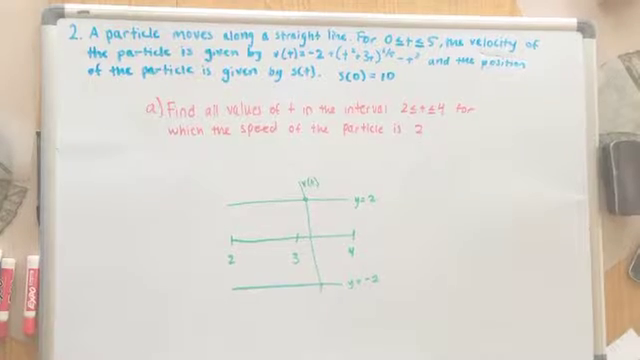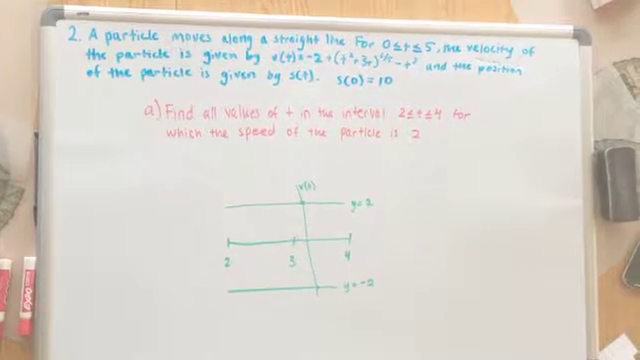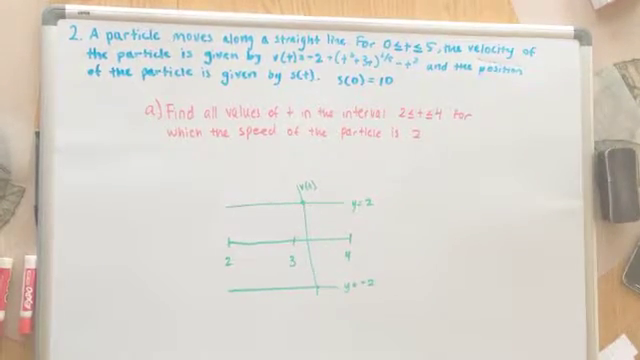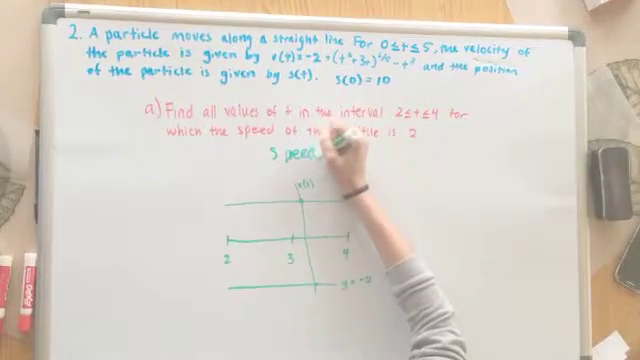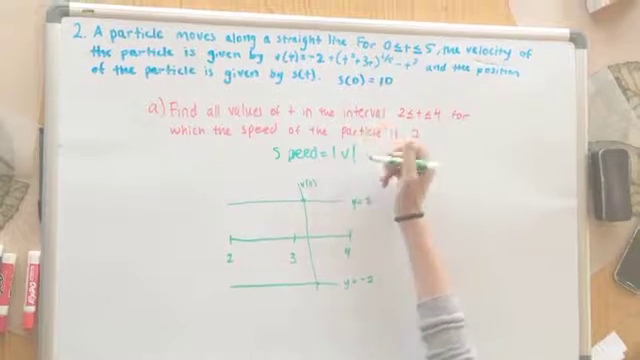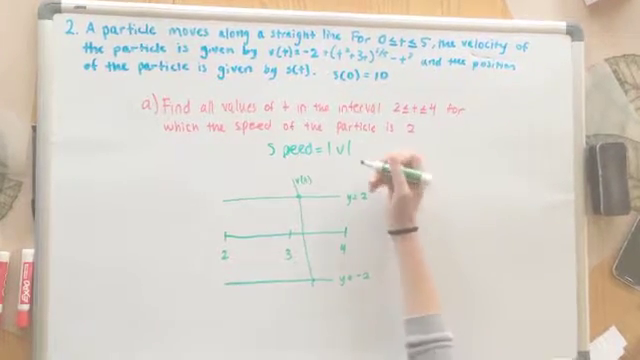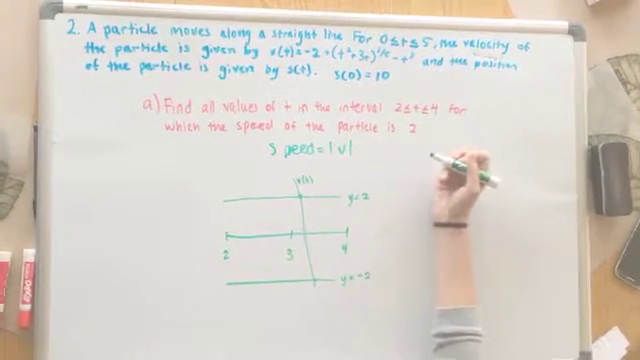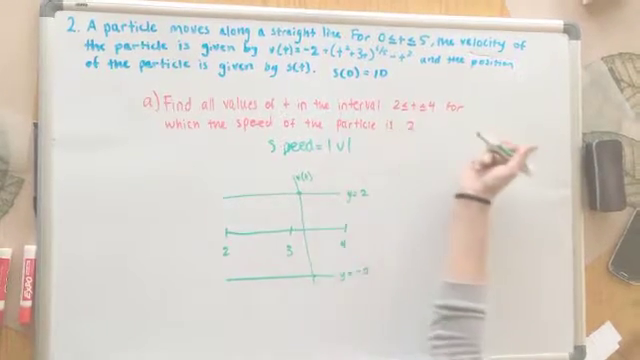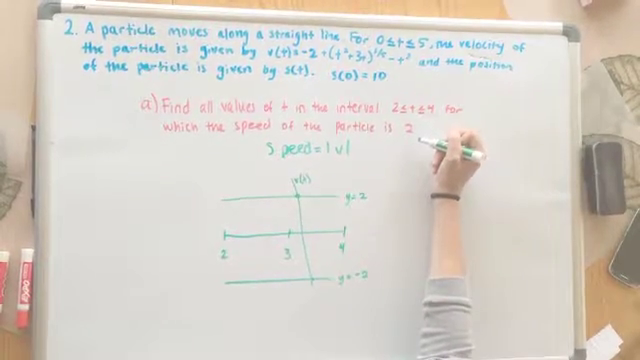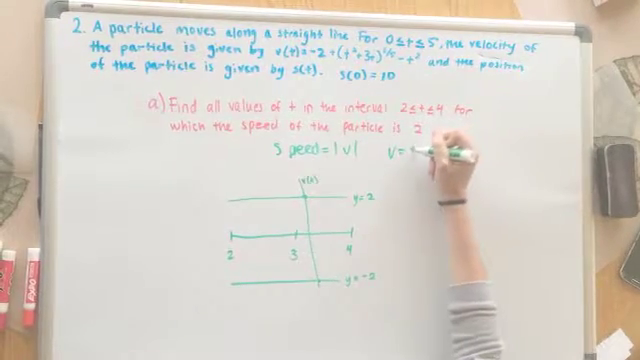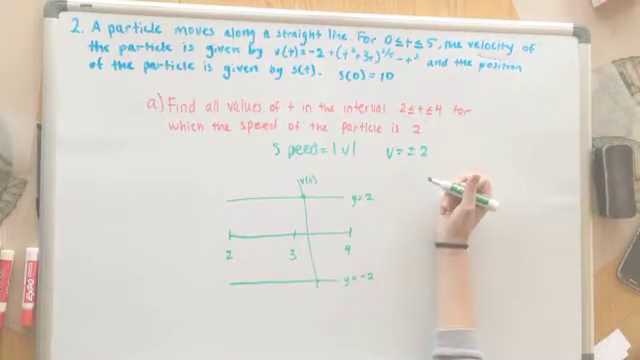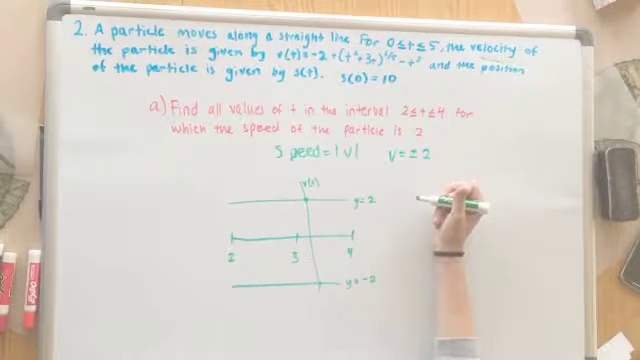So part A is to find all the values of t in the interval where t is between 2 and 4, for which the speed of the particle is 2. Now we know that speed is the absolute value of velocity, and this is because speed is a positive value. So the speed in this problem is 2, which is given here. And since this is the absolute value, the velocity can be plus or minus 2. Remember that velocity can be negative when the object moves backwards.